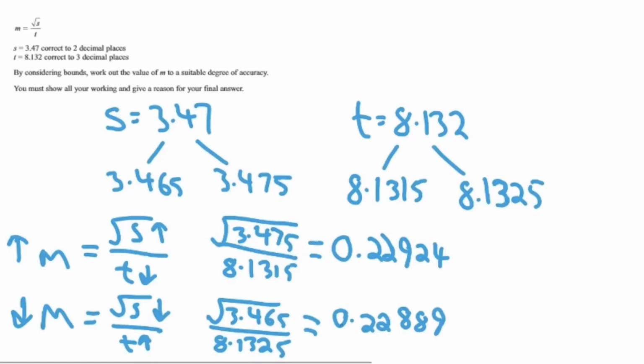Now, as you can see, these are clearly different values. The top one is bigger than the bottom one, which makes sense because we've got the maximum and the minimum values of m. But if we were to go to just 3 decimal places now, that would round the top one to 0.229, and the bottom one would also round to 0.229, with these now being the same as each other. So, to a suitable degree of accuracy, it's also suitable because it's the same number of decimal places as our t, which had the most decimal places of the originals, our value of m would be 0.229.